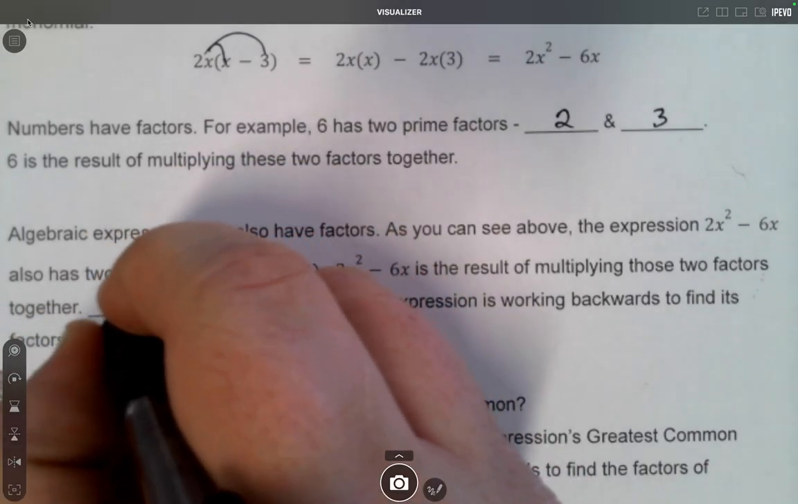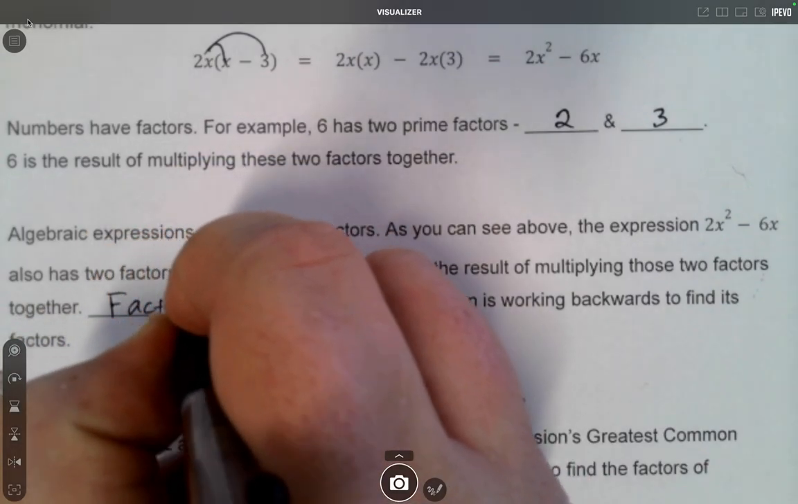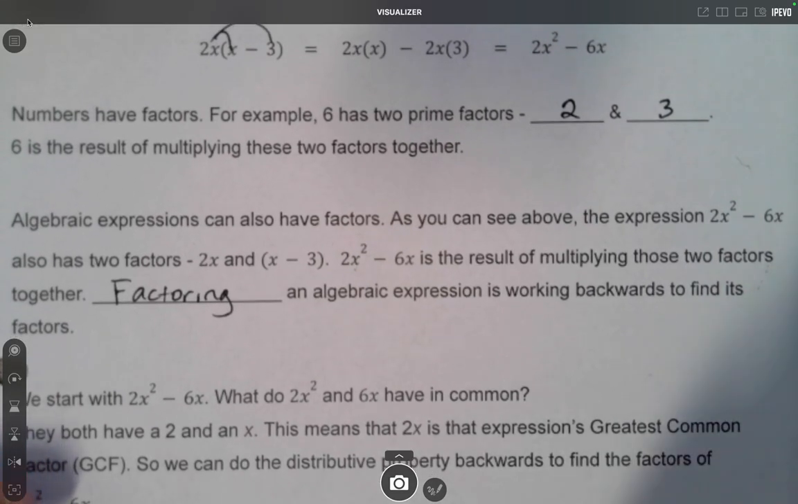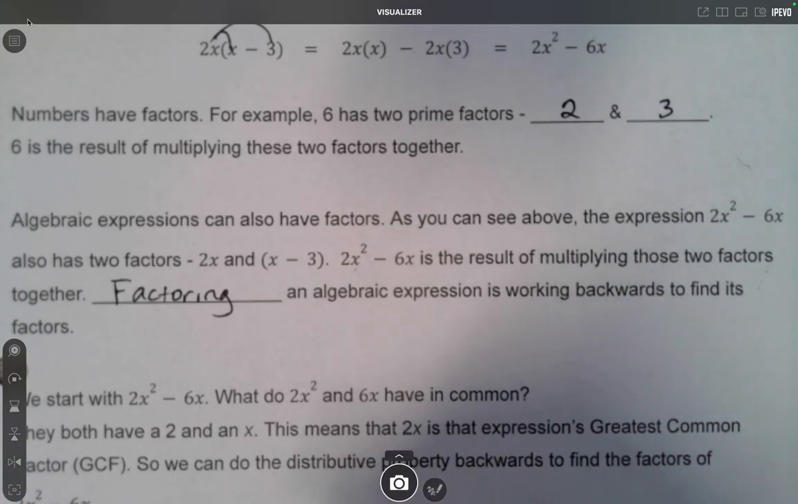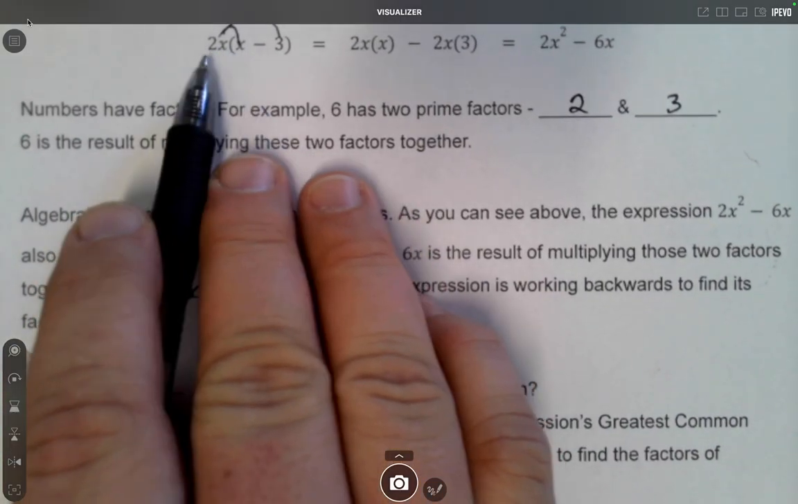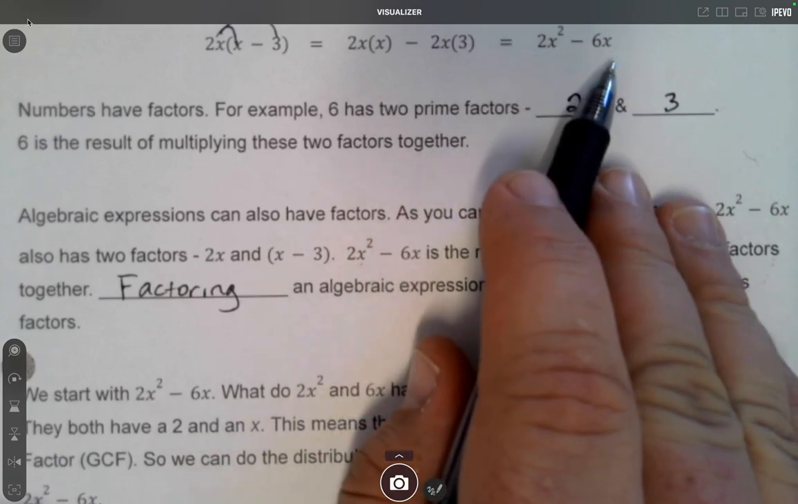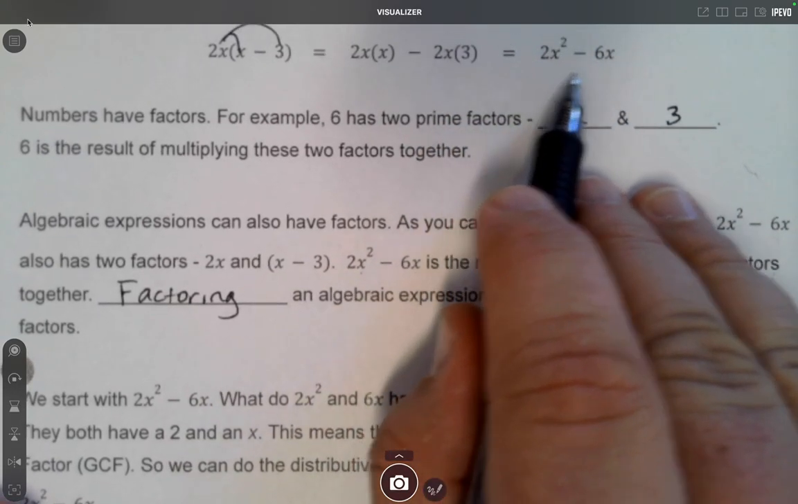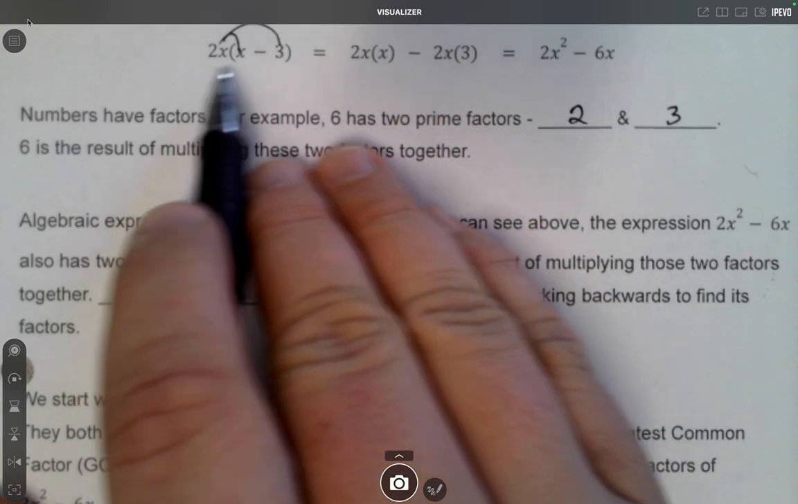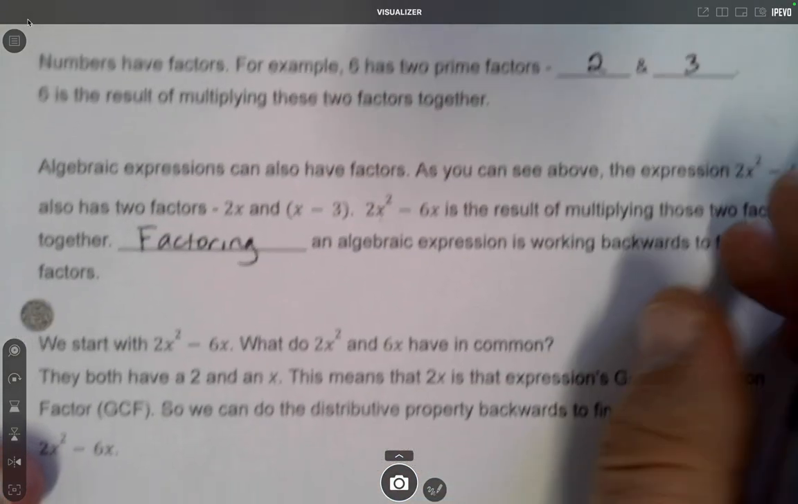So factoring an algebraic expression is working backwards to find its factors. Honestly, especially at this level of factoring, you can almost think about it like we're doing the reverse of the distributive property. The distributive property allows us to multiply two things together to get this result. Factoring allows us to start here and work backwards to figure out what two things multiplied to make that happen.